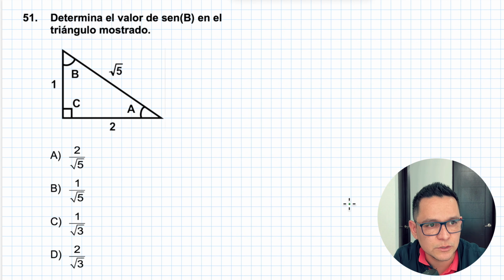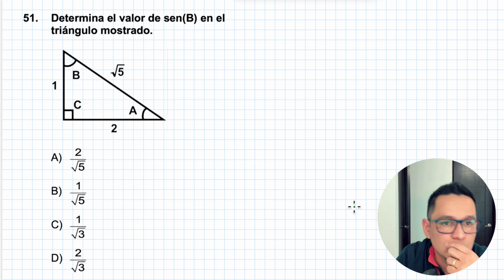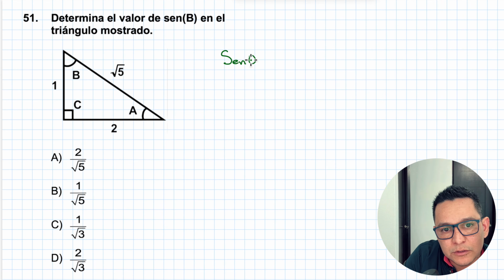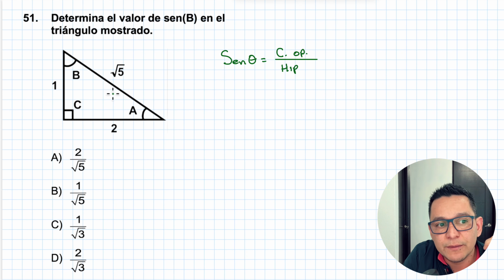Let's go to exercise number 51, which says, determine the value of the sine of b in the triangle shown. Look, the sine is defined. I'm going to write it here. The sine of an angle, theta, any angle, is defined as the quotient between the opposite leg, I'm going to write it like this, opposite leg, and the hypotenuse, this is the sine. Opposite leg over hypotenuse. In this case, they're asking me for the sine of b. That is, the sine of this angle I have here. So let's write that the sine of b has to be equal.